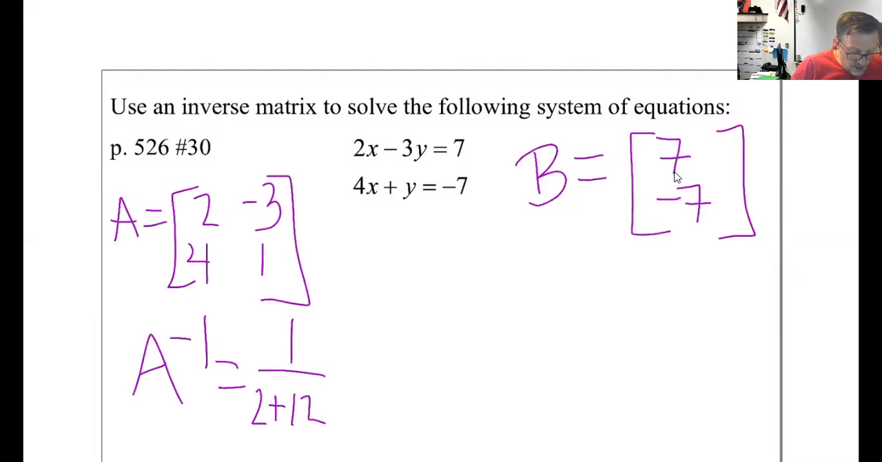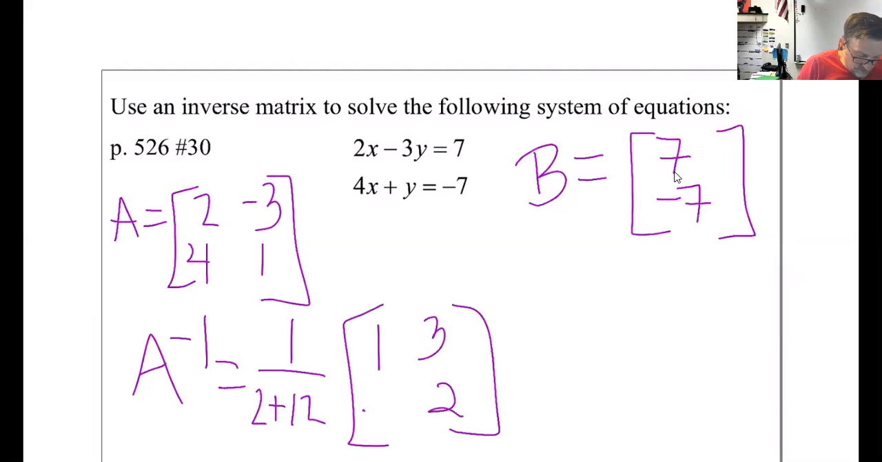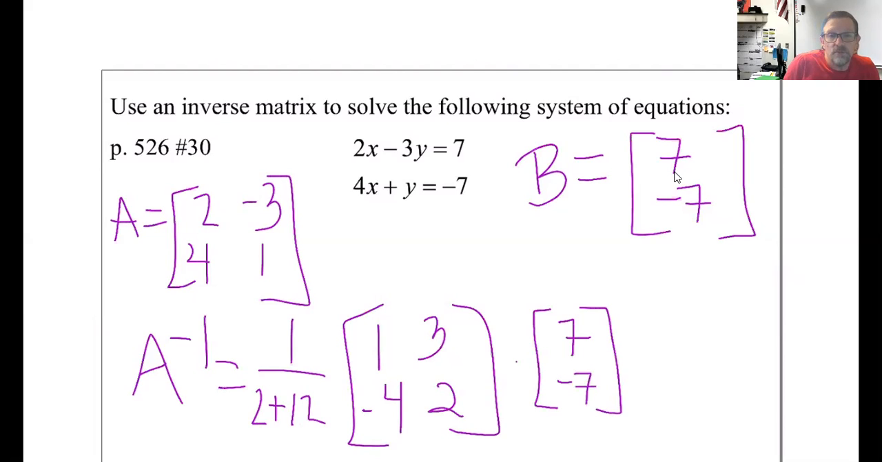Remember, I switch the 1 and the 2, and I take the opposite of the other two. So it's 3 and -4. I'm going to take this and multiply it times the 7 and -7. There's a couple different ways you can do this. Since I have all integers here, I'm going to wait until after I multiply the two matrices and then multiply by the reciprocal of my determinant.